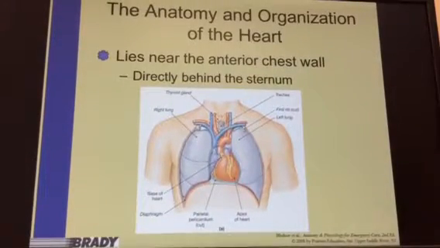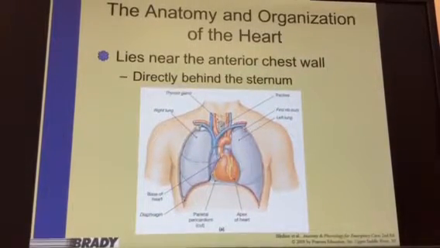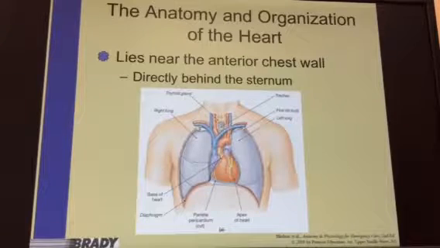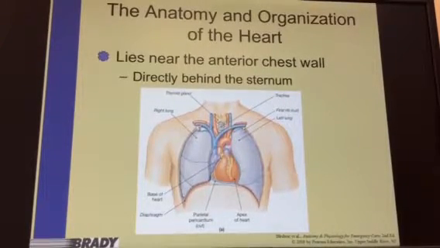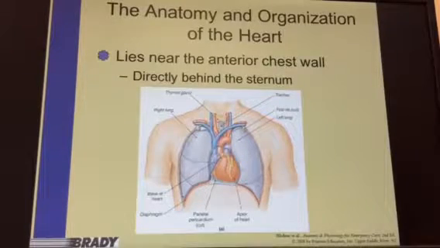So here's basically where the heart sits. I kind of talked about this before when we were talking respiratory, but it's centrally located in the mediastinum and then partially off to the left side. So three lobes in the right lung, two lobes in the left, and the heart sits centrally and a little bit off-center to the left.